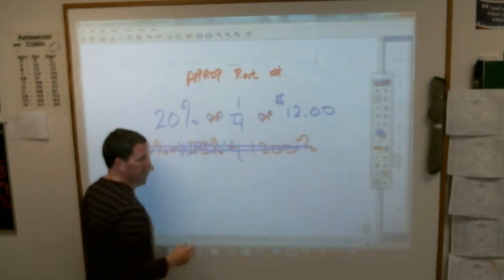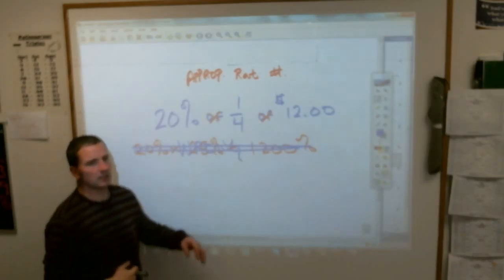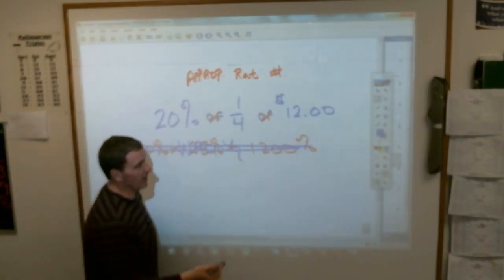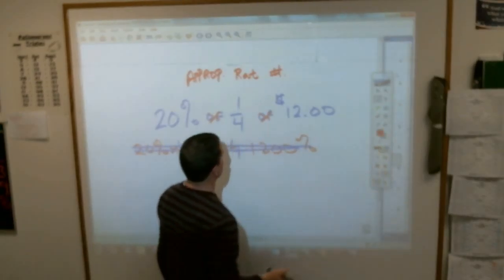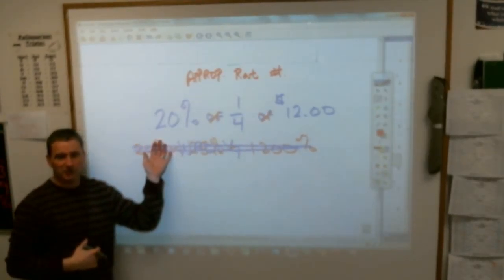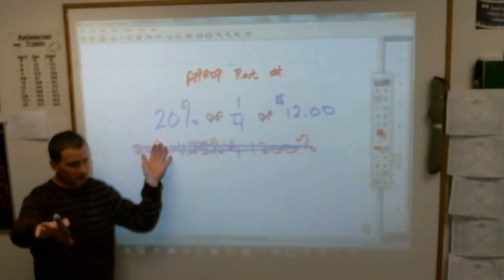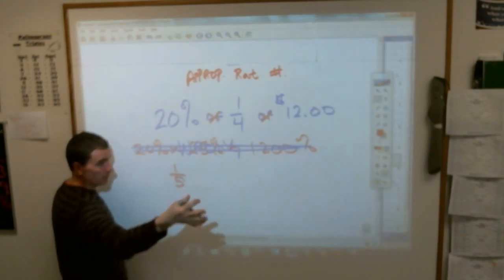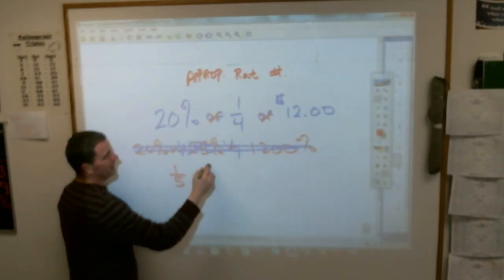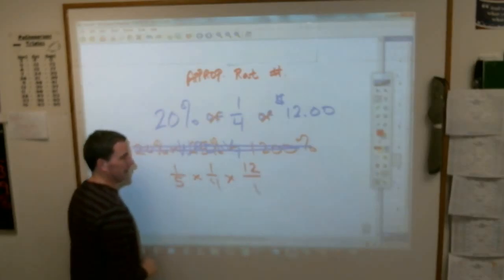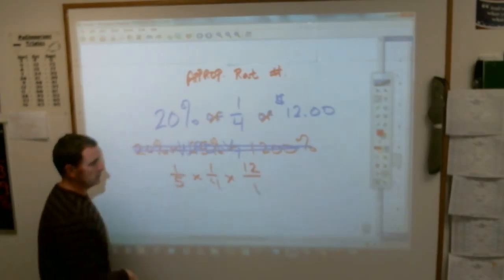So we're left with either changing them all to fractions or changing them all to decimals. Let's look at the fraction option. If I were changing them all to fractions, 20% as a fraction is, Andrew? 1/5. How did you know that? Because it's 20 over 100. If you reduce 20 over 100, you get 1/5. Times 1/4 times 12 over 1, correct? That's the fraction option.